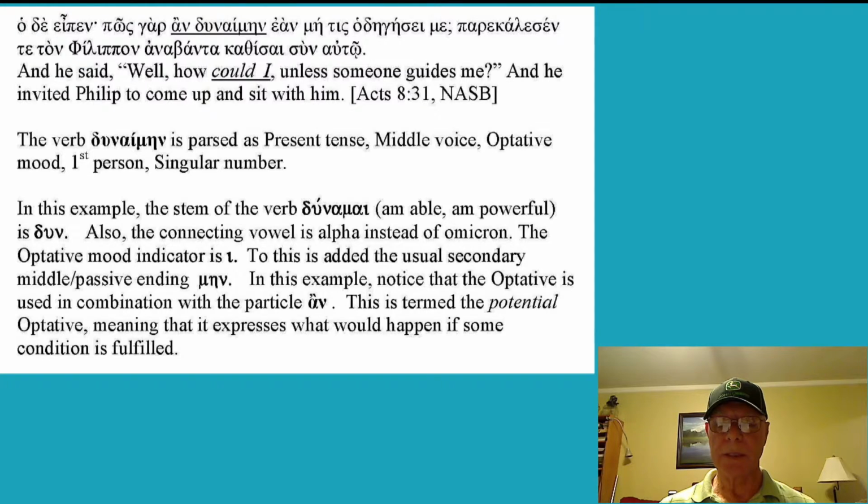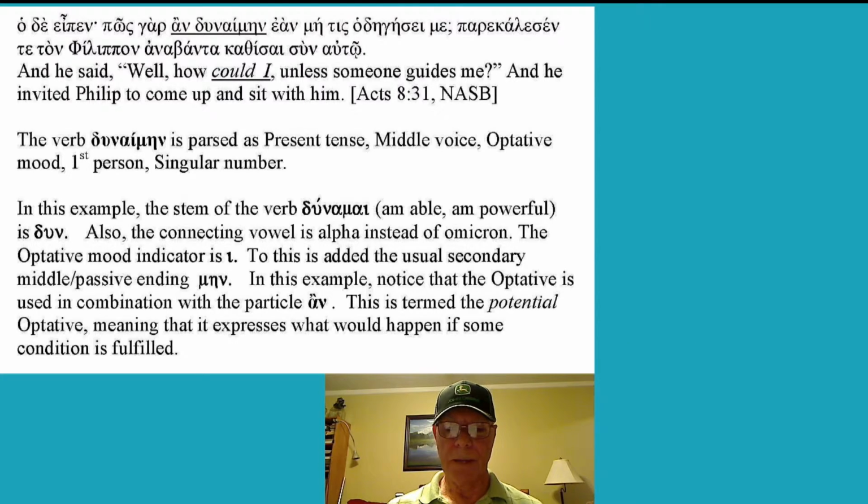Lastly, we will look at a present tense optative verb in Acts 8:31. Ade ipen posgar on dinemin eon mitis ade yisi me parakalasen teton philippon anavanda kathise sin afto. And he said, well, how could I unless someone guides me? And he invited Philip to come up and sit with him. The verb dinemin is parsed as present tense, middle voice, optative mood, first person, singular number.